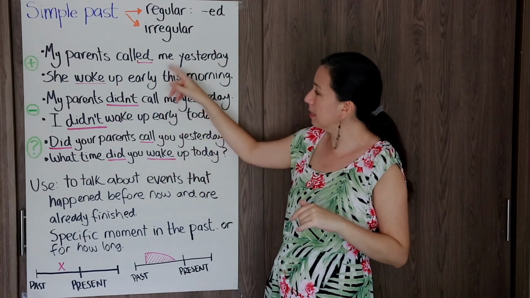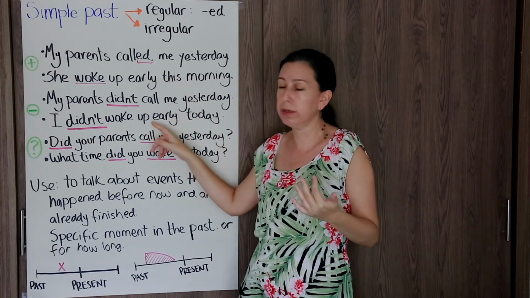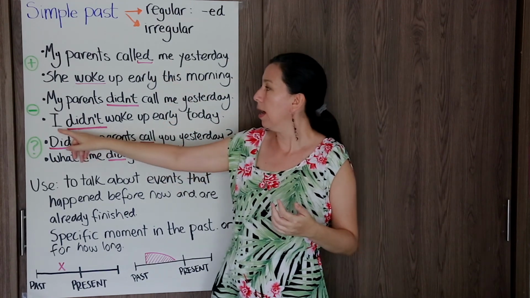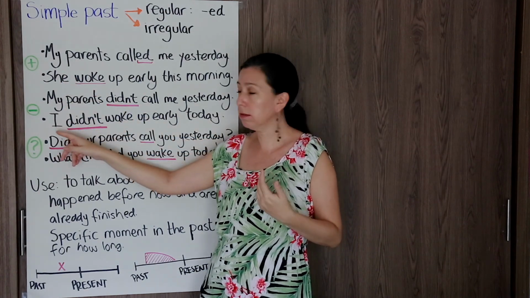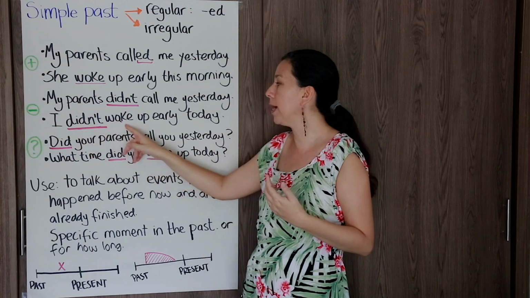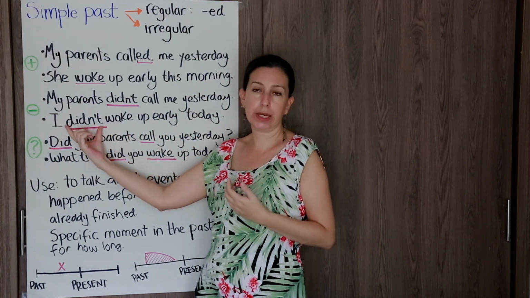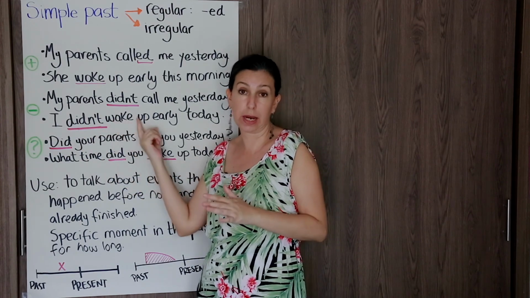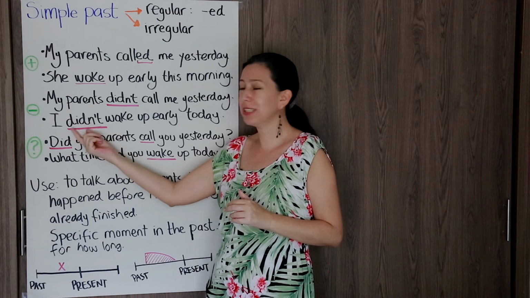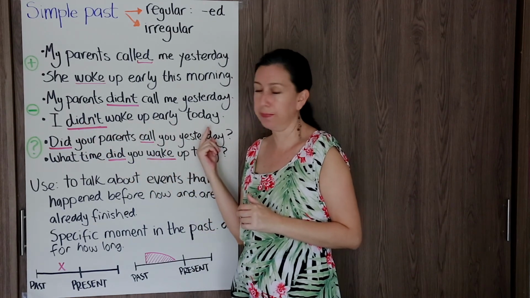Now, for the second example, in a negative form, we could say that I changed the pronoun here. In this case it is she, in this case it is I, right? I didn't wake up early today, right? Again, here I'm marking the past tense and I have the verb as it is, wake up. I didn't wake up early today, yes?